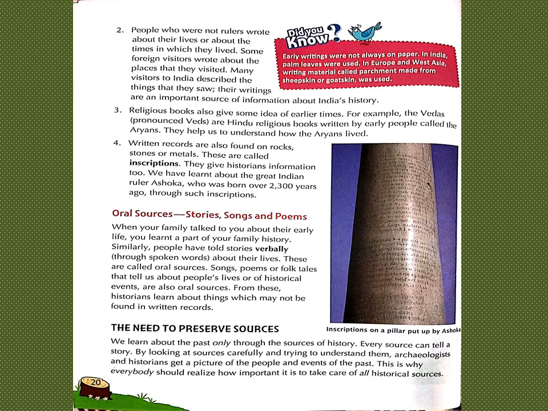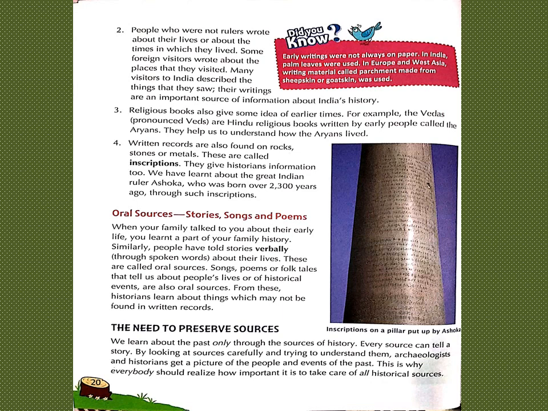Now the next one is religious books. Religious books also give some idea of earlier times. For example, the Vedas, pronounced as Veds, are the Hindu religious books. They were written by early people called the Aryans. They help us to understand how the Aryans lived, their lifestyle; we can know from these books.